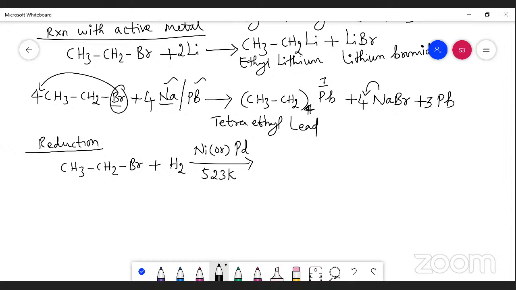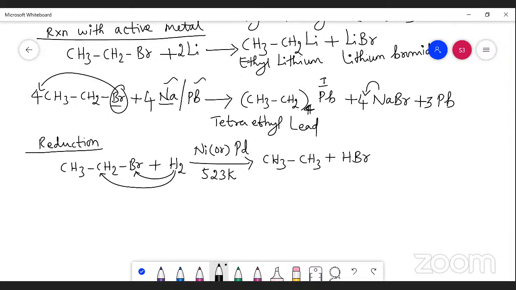It undergoes reduction, so it is reduced into an alkane. This H and Br combine, and one hydrogen will be added to this CH2 group. So this becomes CH3CH3 plus HBr.